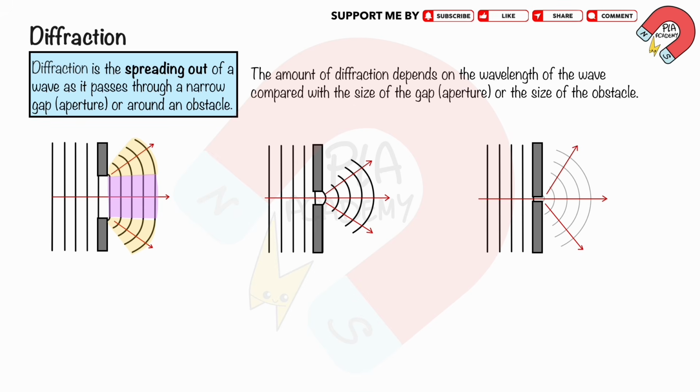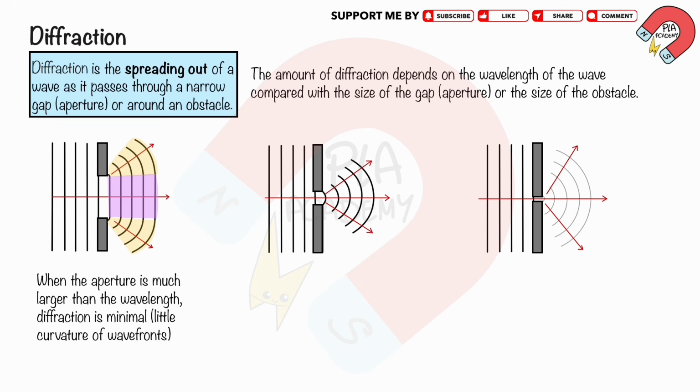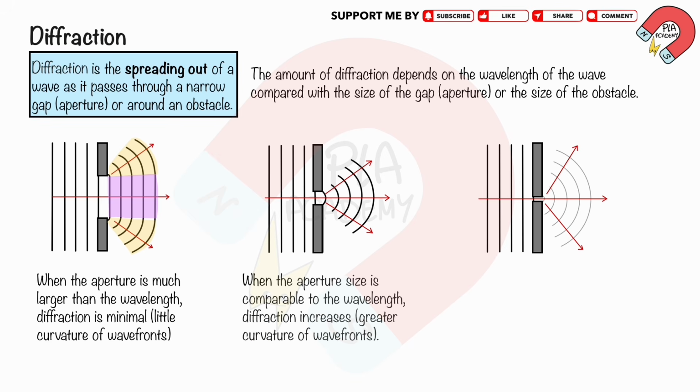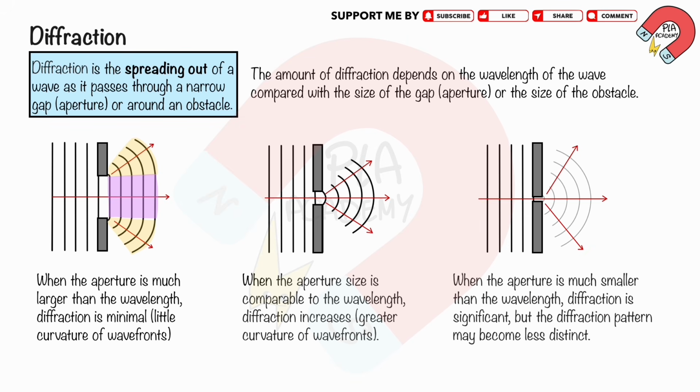So, we can conclude as follows. When the aperture is much larger than the wavelength, diffraction is minimal, with little curvature of the wave fronts. When the aperture size is comparable to the wavelength, diffraction increases, with greater curvature of wave fronts. When the aperture is much smaller than the wavelength, diffraction is significant, but the diffraction pattern may become less distinct.